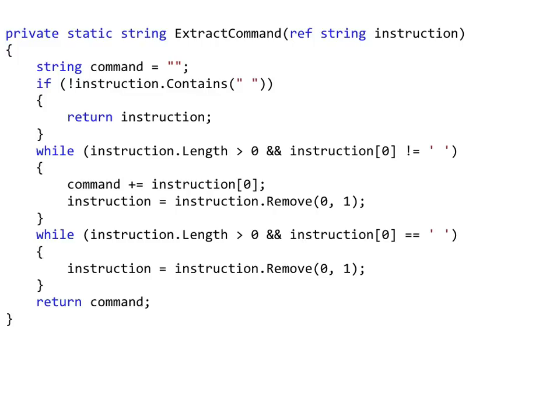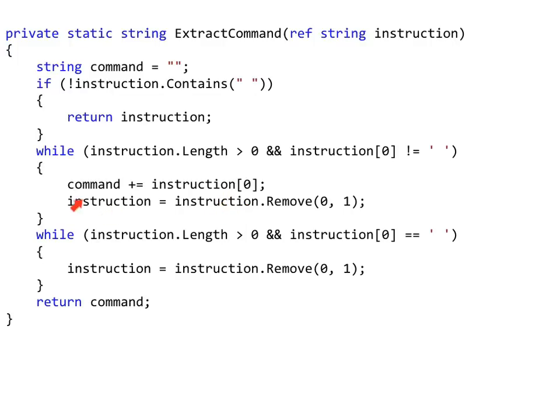So we then go into this while loop, assuming that our instruction has a space in it, meaning it's probably made up of more than one word. So it goes around this loop while instruction.length is greater than 0. So the length of our instruction is greater than 0, and the first character of instruction does not equal space. So it's going to look at the first character and append that to this variable command. This is the thing that was initialized to an empty string at the start, and then it removes that first character from instruction.